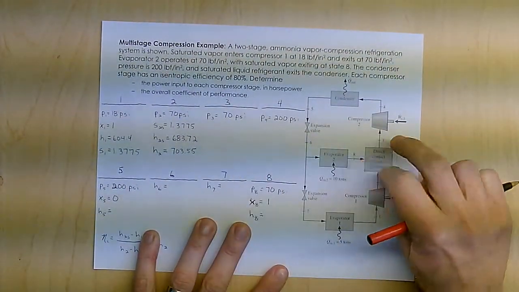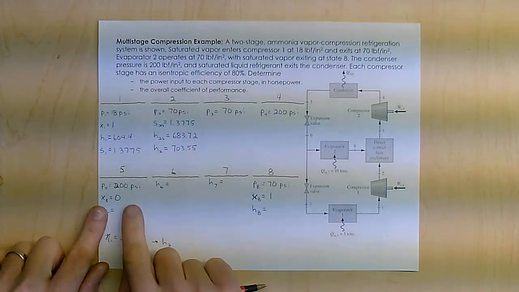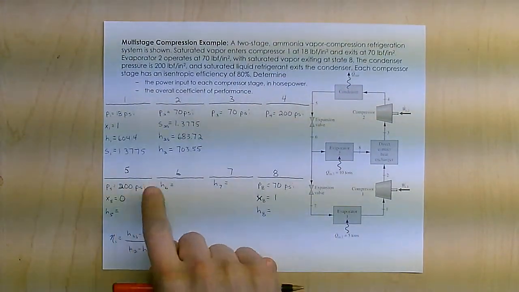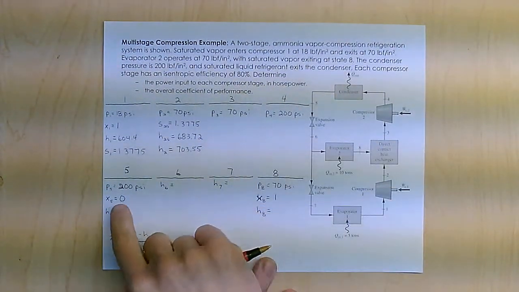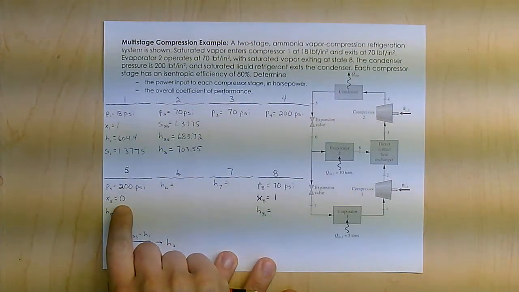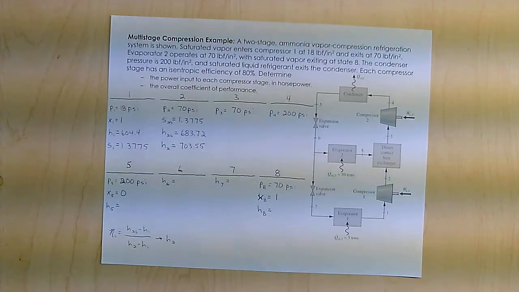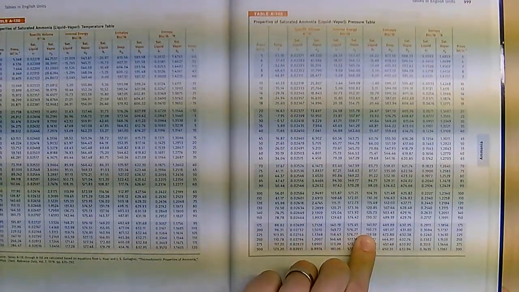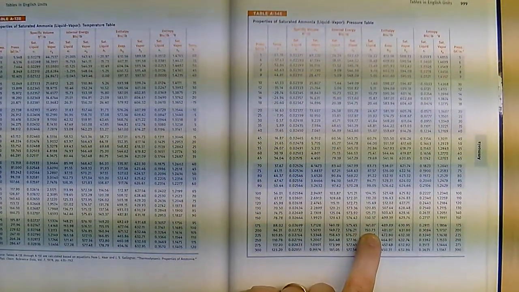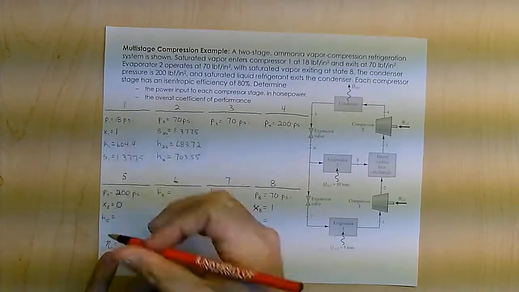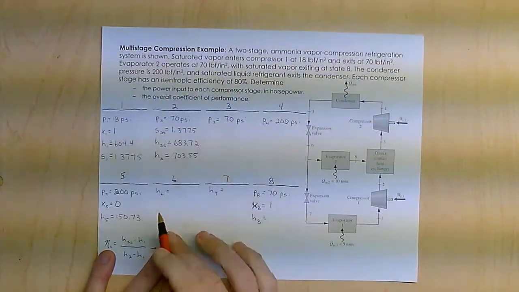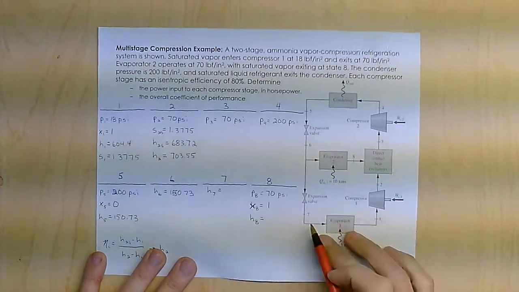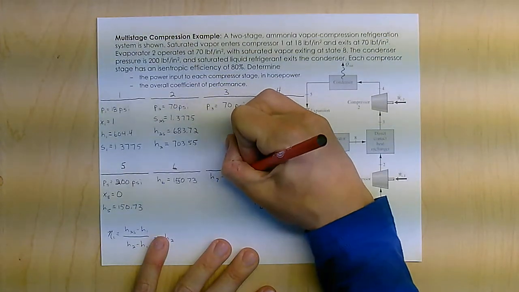Now we're going to skip ahead. We're going to come back to 3 and 4, the second compressor, in a little bit, because I know a lot about 5, 6, 7, and 8. States 5, 6, and 7 all have the same h value, because it's just across expansion valves. Coming out of the condenser, I'm saturated liquid at 200 psi. So let's grab that h value and plug it in everywhere. At 200 psi, h is 150.73, and that's across all of these, since I'm just going across expansion valves.